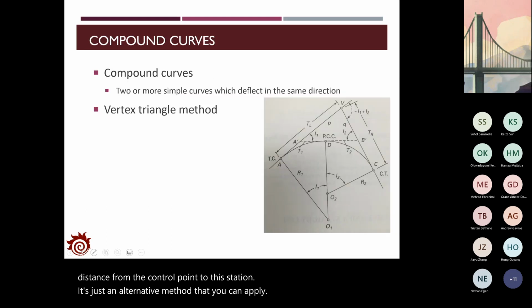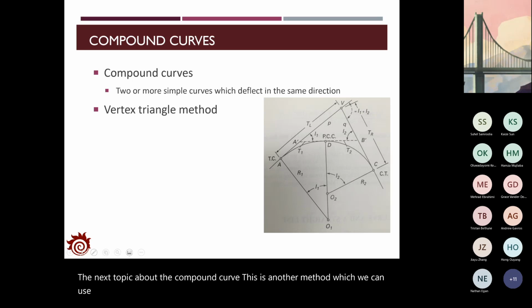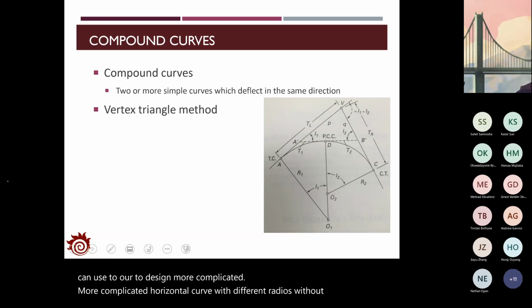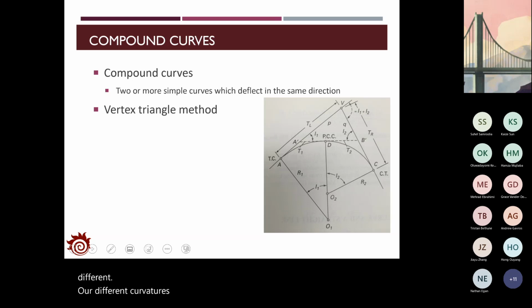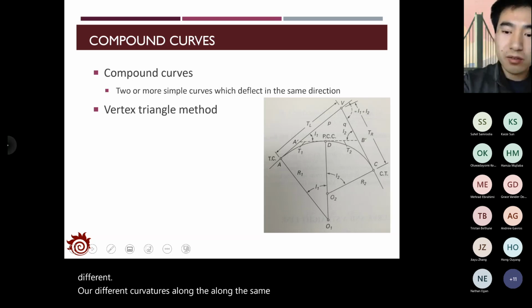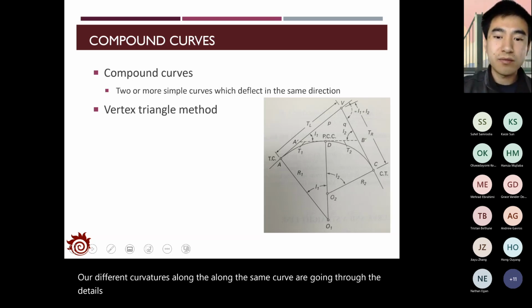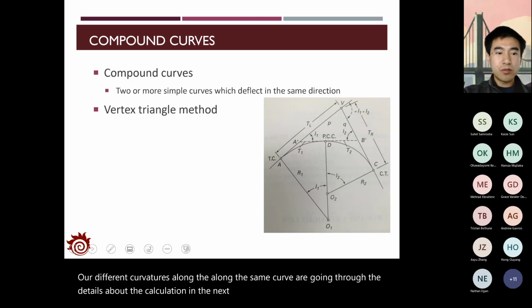So I think I don't have time to go through the next topic about the compound curve. This is another method which we can use to design more complicated horizontal curves with different radii. With that, you will have different curvatures along the same curve. I will go through the details about the calculation in the next lecture. So with that, I will stop the lecture here.